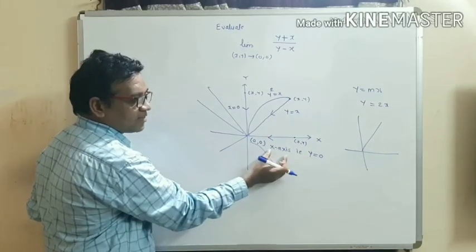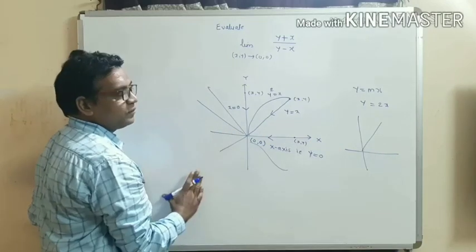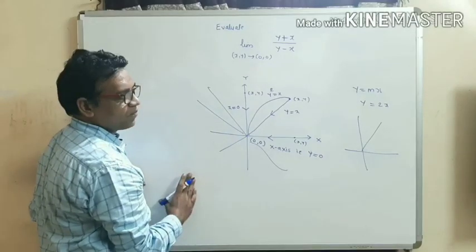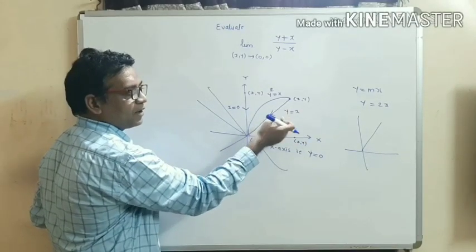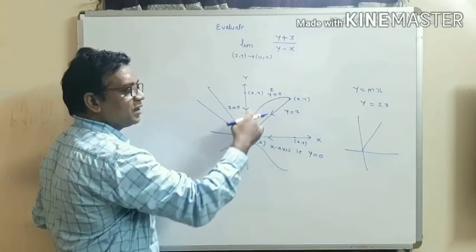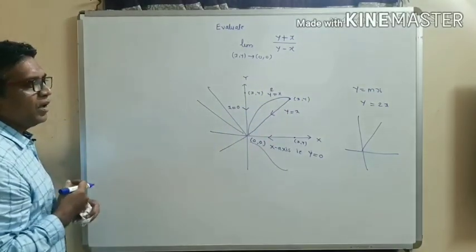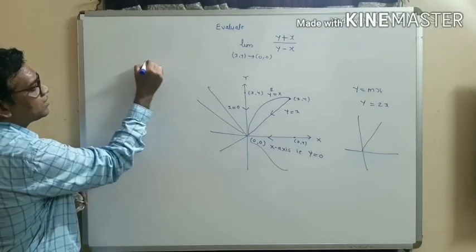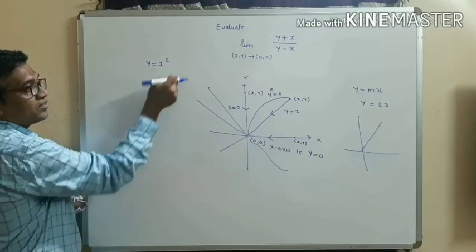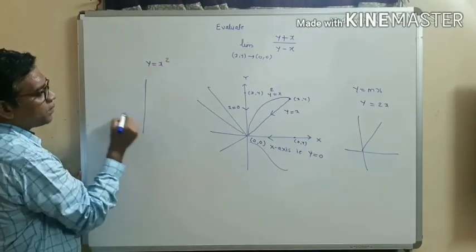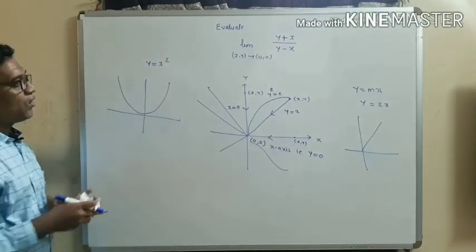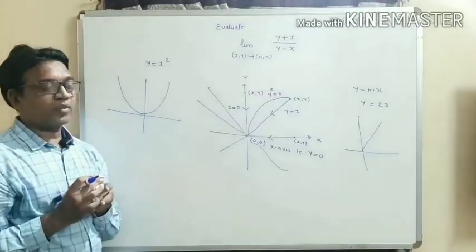If you consider the x-axis, this is passing through the origin. If you consider the y-axis, this is again a path passing through the origin. y = x is again a path passing through the origin. Or if you consider y squared = x, this is again passing through the origin. Now consider a different equation, y = x squared. This is again the equation of a parabola which passes through the origin. So again we can take the path y = x squared because it passes through the origin.